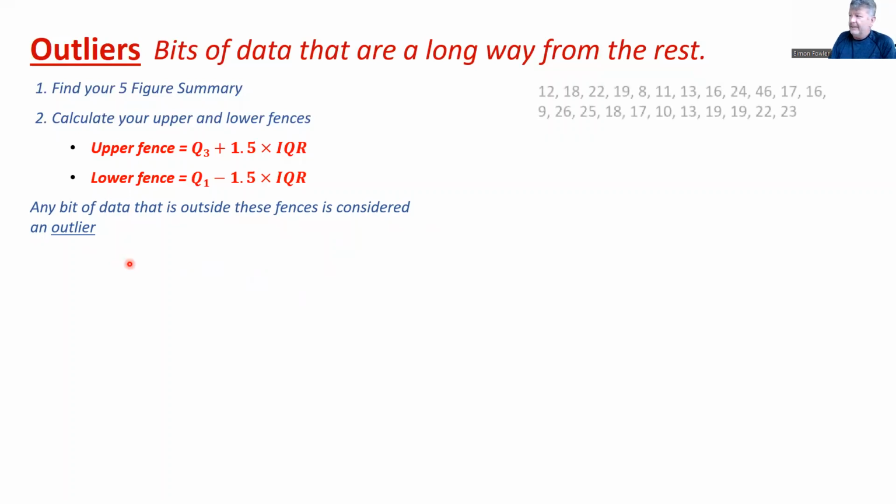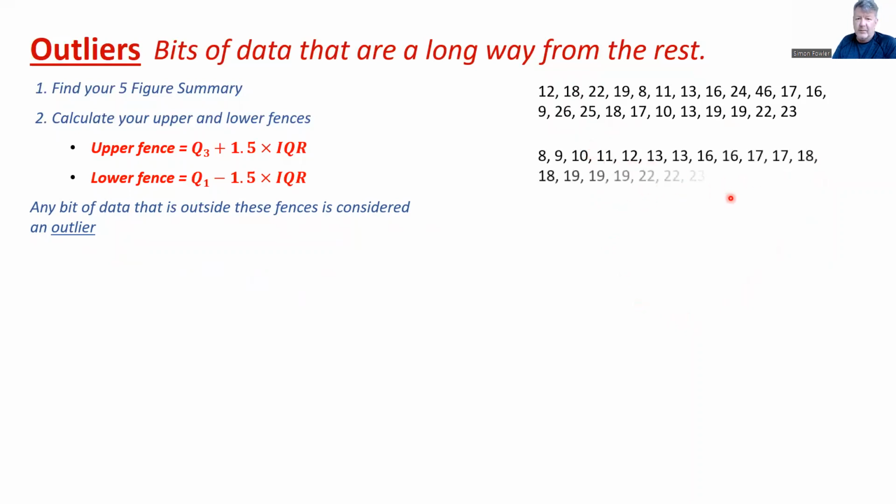So let's get some data. Here we go. 12, 18, 22, etc. Now, there's a problem with this data. Have you picked up what it is? It's not in order, is it? So we need to put it in order. There we go. 8, 9, 10. I've done it for you. Gone through. You normally mark it off along the way. Make sure you don't miss any.